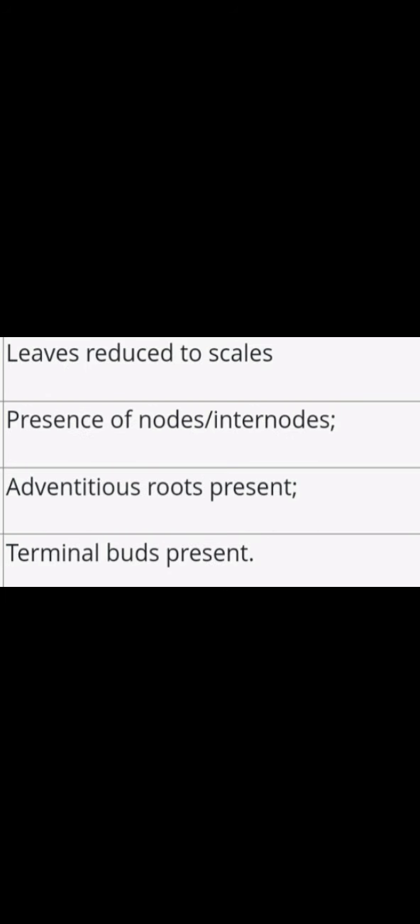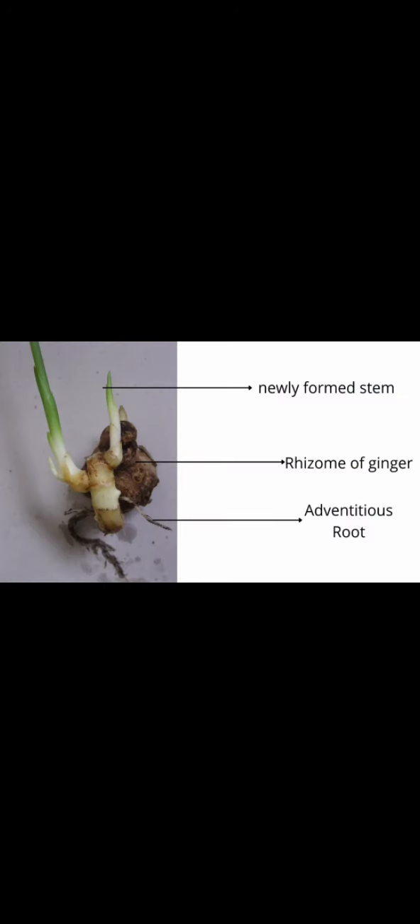And there's a presence of nodes and internodes, and then it has adventitious roots, and then it has terminal buds. So those are the features of ginger rhizome. You should be able to draw it also. The stored material in ginger rhizome is water and starch.